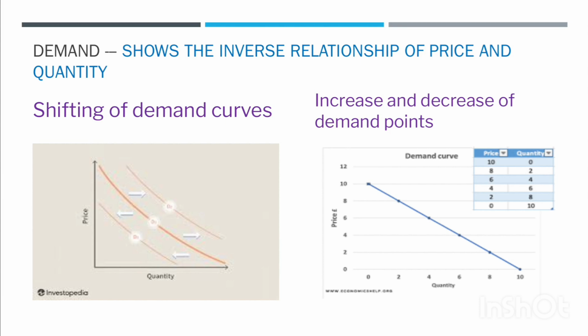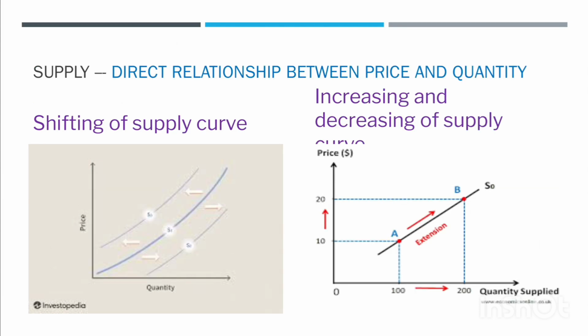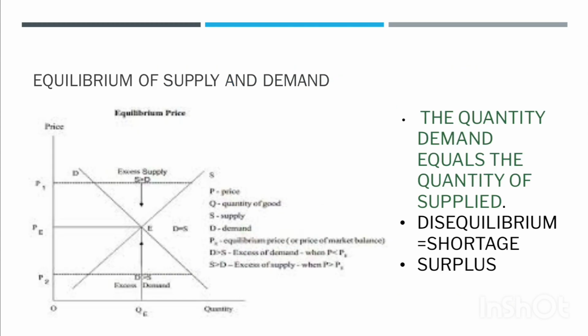Next, we will look into the law of supply. The law of supply states that when the price of a commodity falls, the supply decreases. When the price of the commodity rises, the supply increases, other things remaining constant. Supply refers to the quantity that firms are willing to produce or offer for sale in the market. So next, if you look into the equilibrium of supply and demand, an equilibrium price is the balance of demand and supply factors.